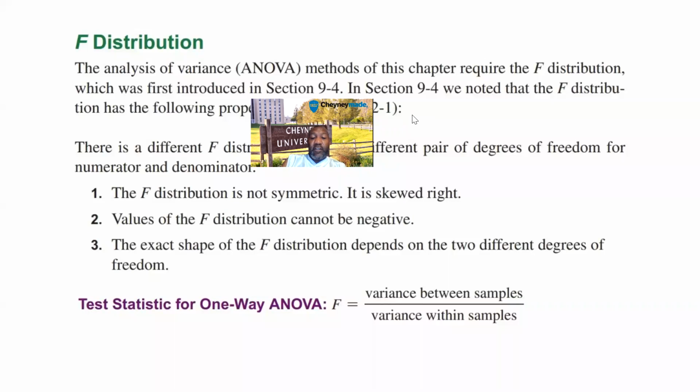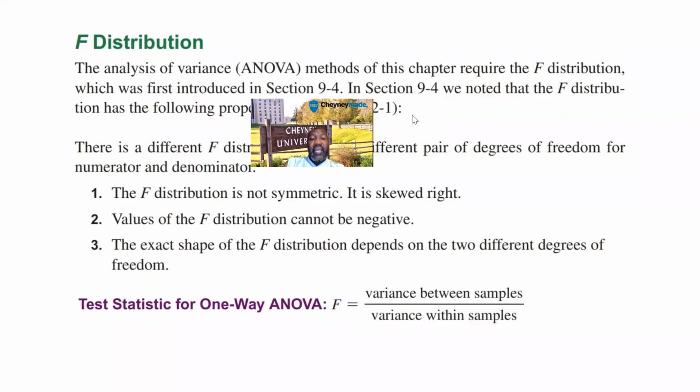Then we talked about how the F distribution works, and essentially it's a ratio. This ratio is designed to compare the variance between samples to the variance within samples. Variance between samples: we have 3 samples, so we compare how those 3 samples differ. The variance within the samples means we look inside those samples to see what the variability looks like there.